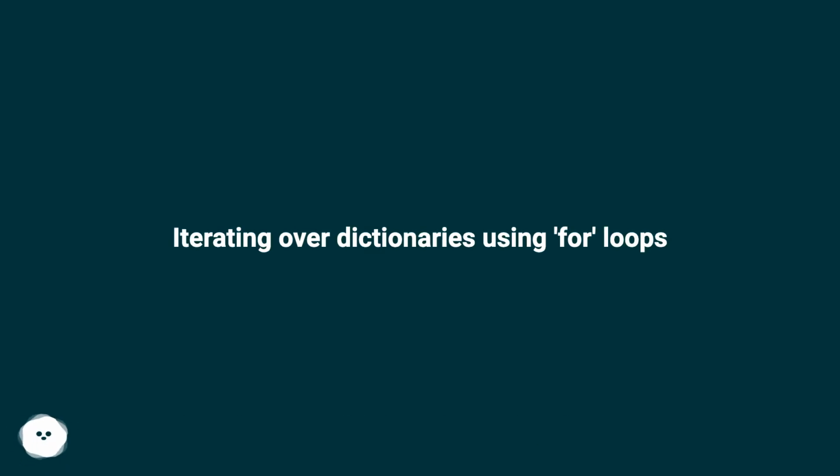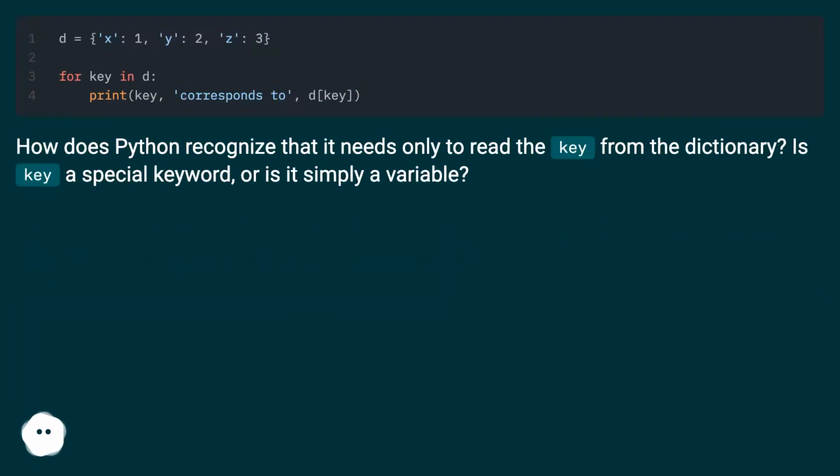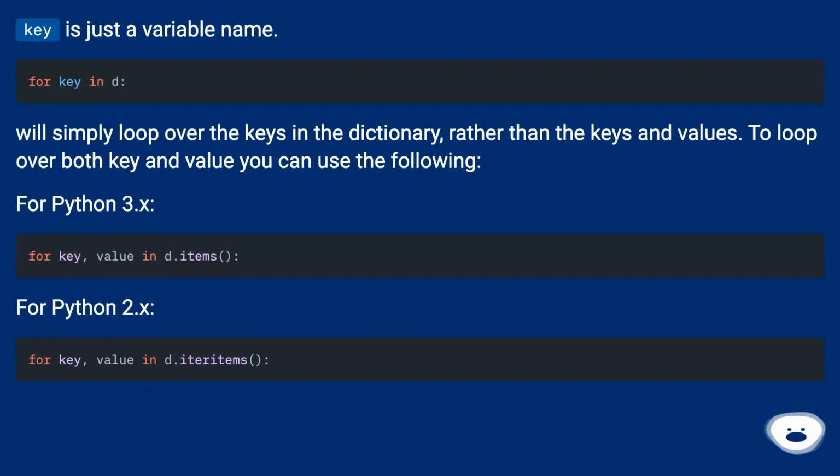Iterating over dictionaries using for loops. How does Python recognize that it needs only to read the key from the dictionary? Is key a special keyword, or is it simply a variable? Key is just a variable name. We'll simply loop over the keys in the dictionary, rather than the keys and values.